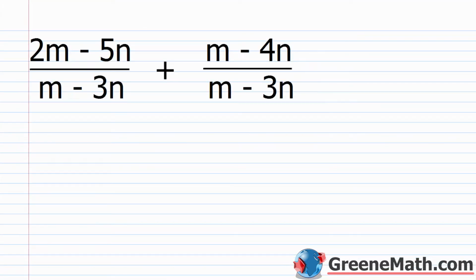All right, let's take a look at another one. We have 2m minus 5n over m minus 3n. And then we're adding to this m minus 4n over m minus 3n. So again, we have one with a common denominator of m minus 3n.